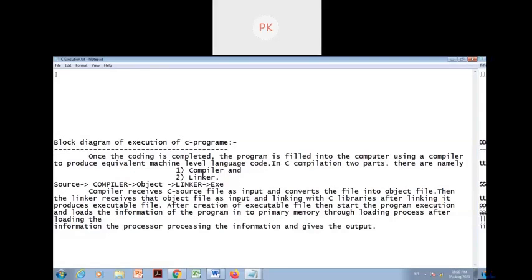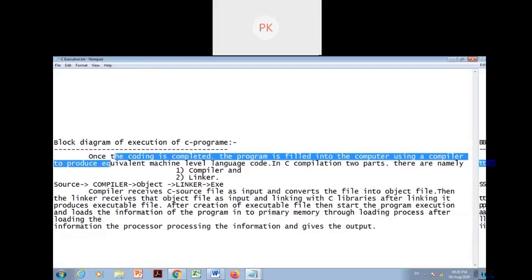C program. Once the coding is completed, that means I have written some code. It may have 5 lines, 2 lines, or 10 lines, or it may be more than 100 lines. So the program is fed into the computer using a compiler to produce equivalent machine level language. We already discussed the compiler is a tool to convert to machine level language. So the program is fed into the compiler and it will convert it into machine level language.